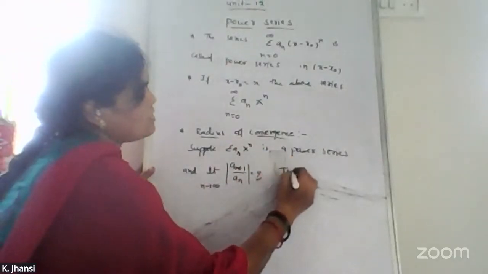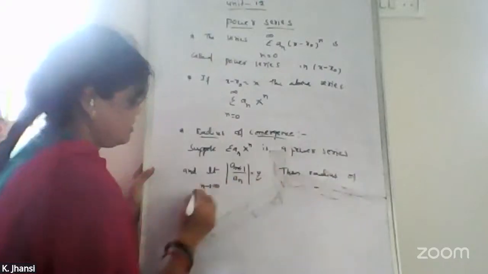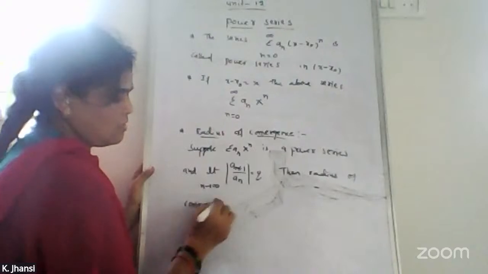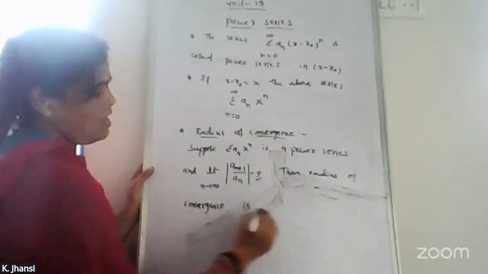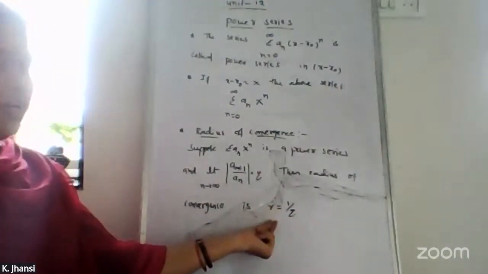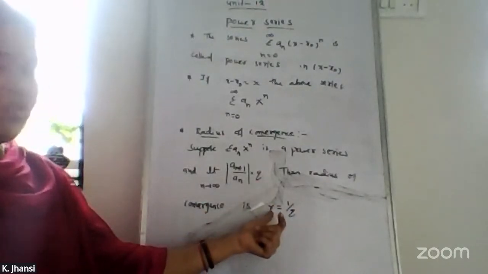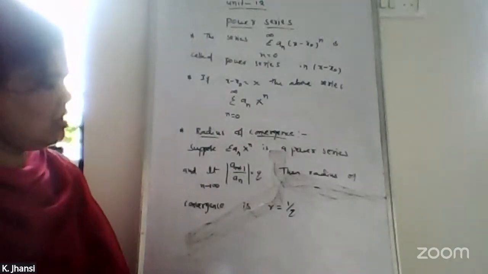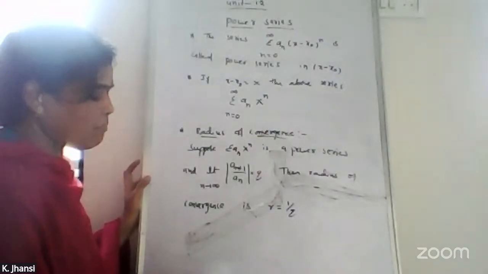Okay. Then radius of convergence is r equals to 1 by q. Okay. So whatever the q value you are getting, if you do 1 by q, that value is called the radius of convergence. It is small r. Okay. R equals to 1 by q.